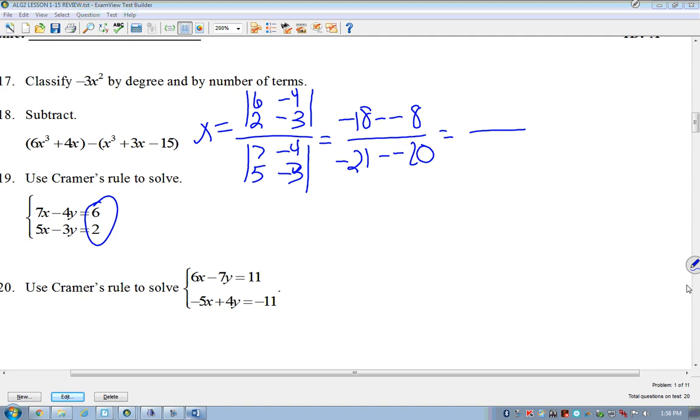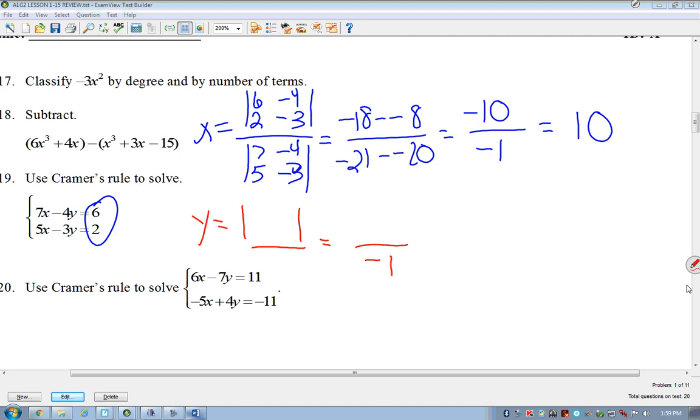What's -18 minus -8? -10, because we are adding 8. What's -21 minus -20? -1. So my answer there is x equals 10, right? Whenever I go to set this up for y equals, do I even need to do the denominator? No, because I know it's going to be -1, correct?